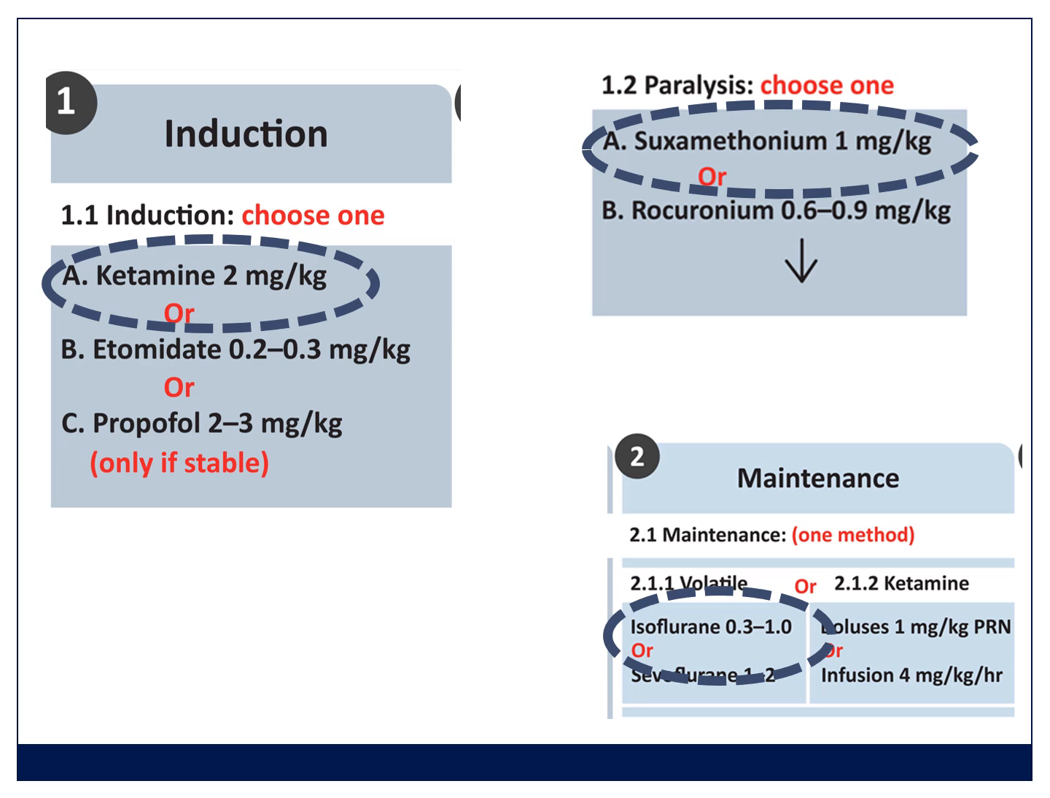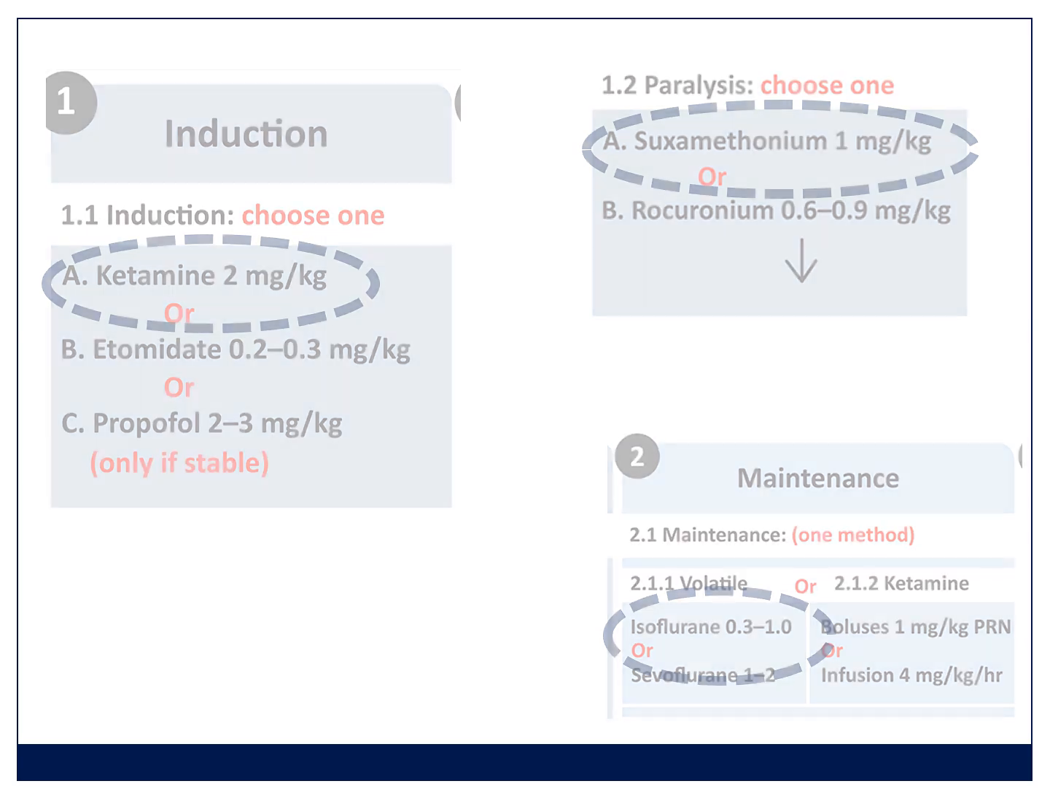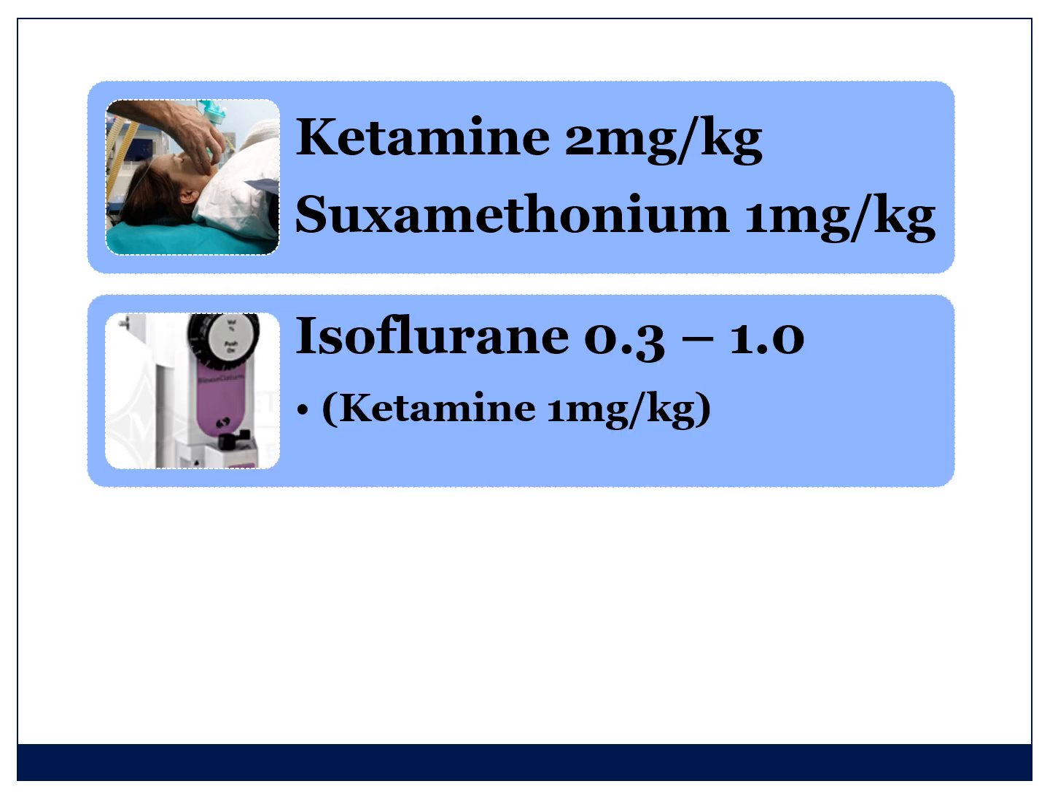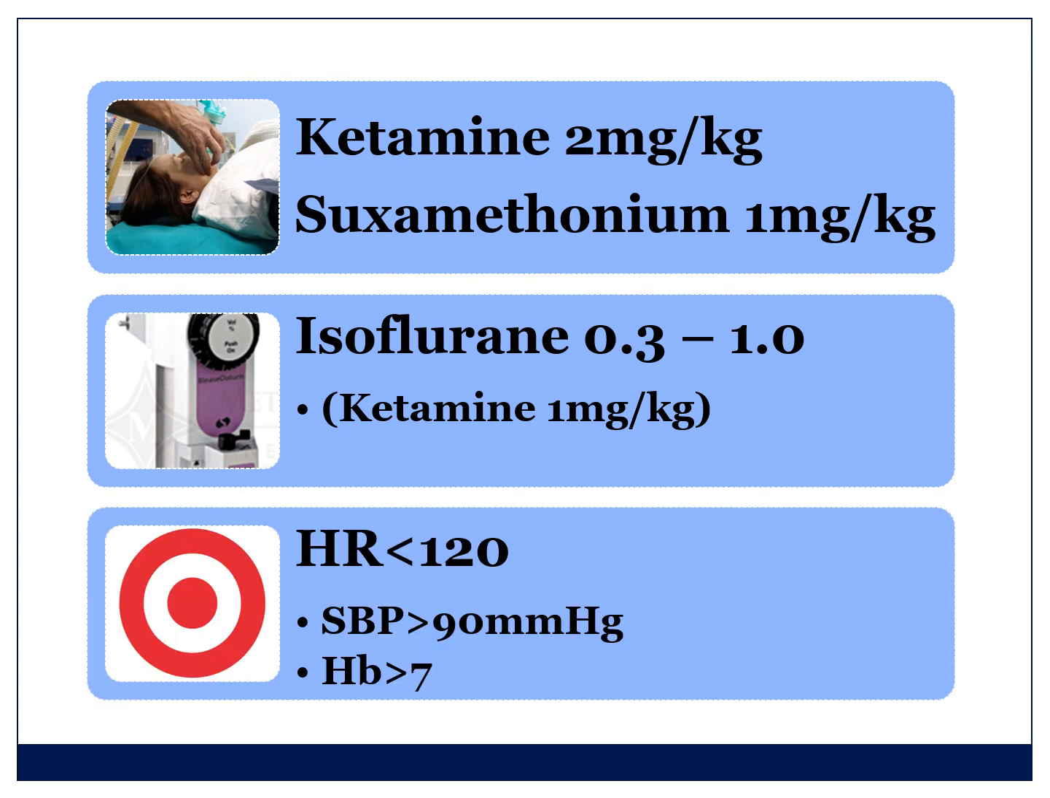And that's a basic induction. Ketamine, succinylcholine, rapid sequence induction, turn on the gas. And that's pretty simple. So that's as simple as an anesthetic can be. Ketamine, 2 milligrams per kilogram, succinylcholine, 1 milligram per kilogram. Maintain on isoflurane. I put ketamine there because it is another option we're going to talk about.